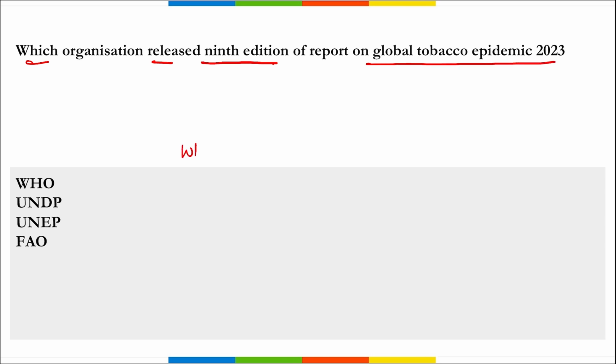Next, which organization released the 9th edition of report on global tobacco epidemic 2023? So it is your World Health Organization, right? And they have released this 9th edition of this report that is on global tobacco epidemic. Correct? Important.